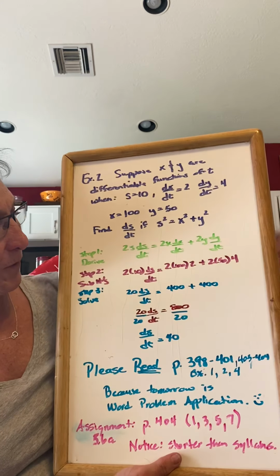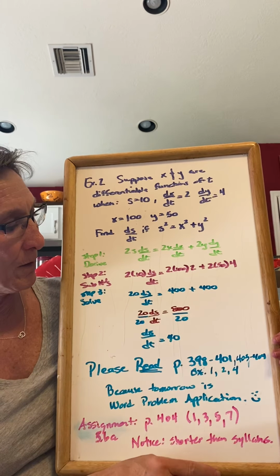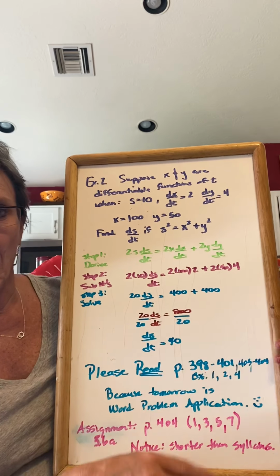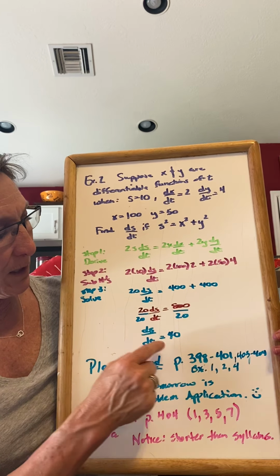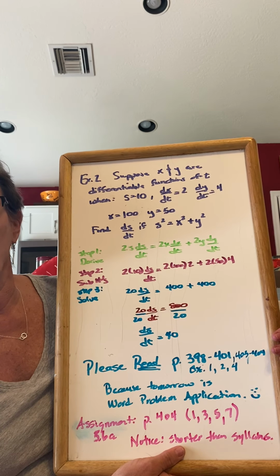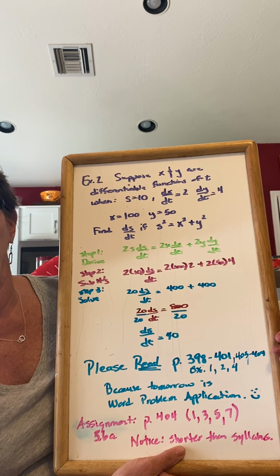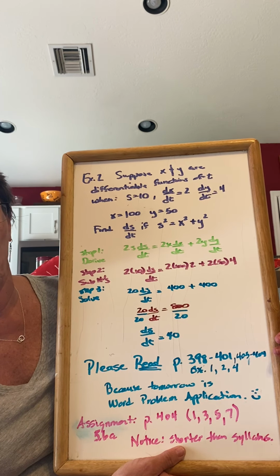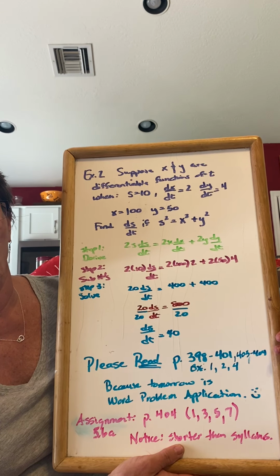And I just did math from here on out. 20 ds dt equals 400 plus 400, which is 800. That's in red. Divide by 20, ds dt equals 40. Now, if that was an area, that'd be 40 feet squared per minute. If it was a volume, it'd be 40 cubic feet per minute. So those are the kind of things that you're going to get anxiously learning tomorrow.